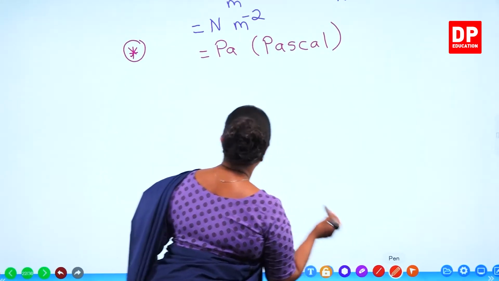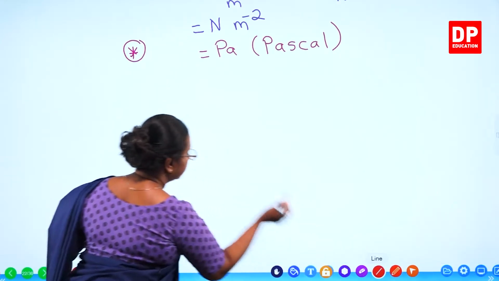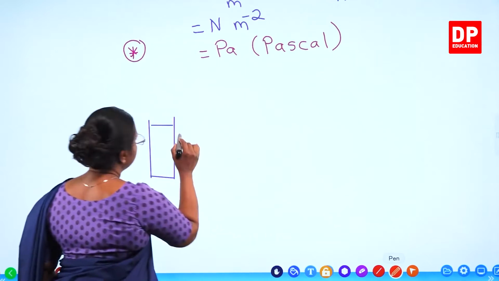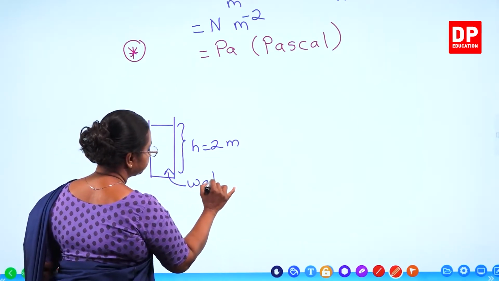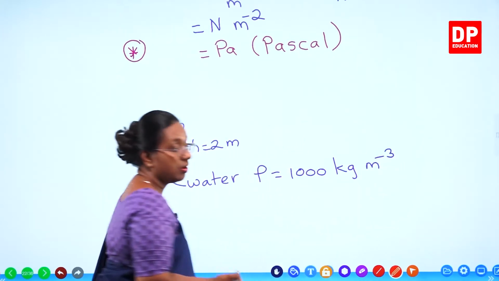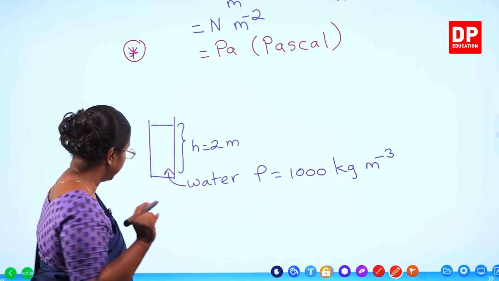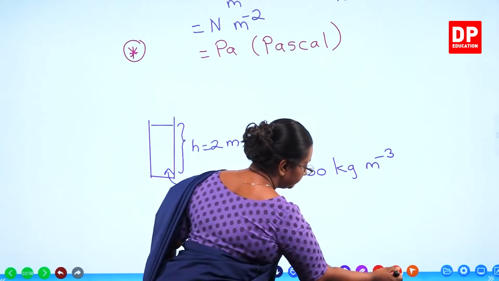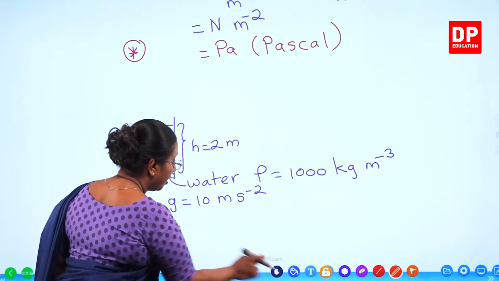So if we look at an example, if you have a liquid column, say the height of the liquid column is 2 meters, and if this is water, you all know the density of water, 1000 kilogram per meter cube or 1 gram per centimeter cube, but that is not the standard unit. So we need to use the value 1000 kilogram per meter cube. And you all know the gravitational acceleration, 10 meters per second square. So, students, if you are to find the pressure exerted at this point or the bottom of the container, how do you find it?